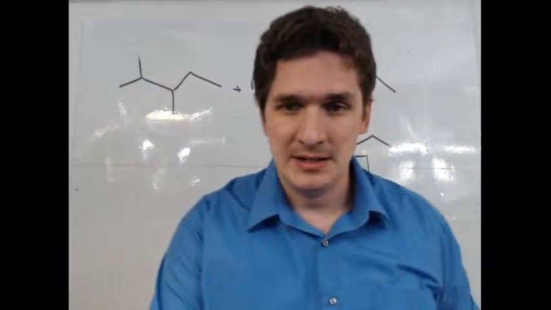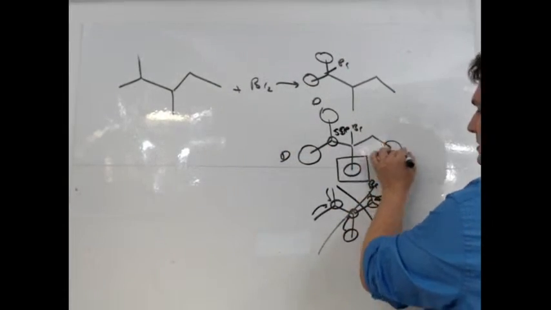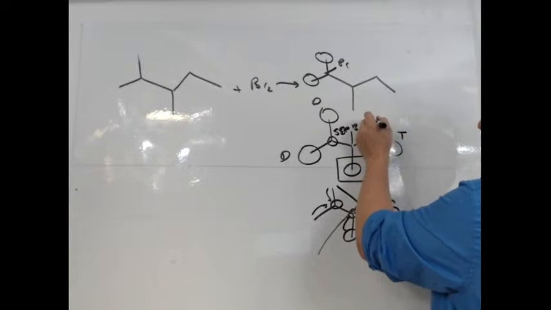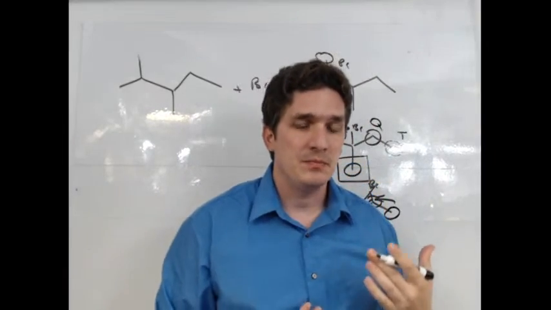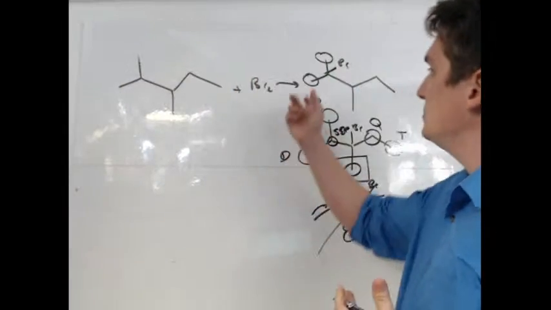So I see my septet, I see my doublets, and here I would have a triplet, and here I would have a quartet. So everything else about this molecule is consistent with the NMR tables. This one wouldn't produce it.